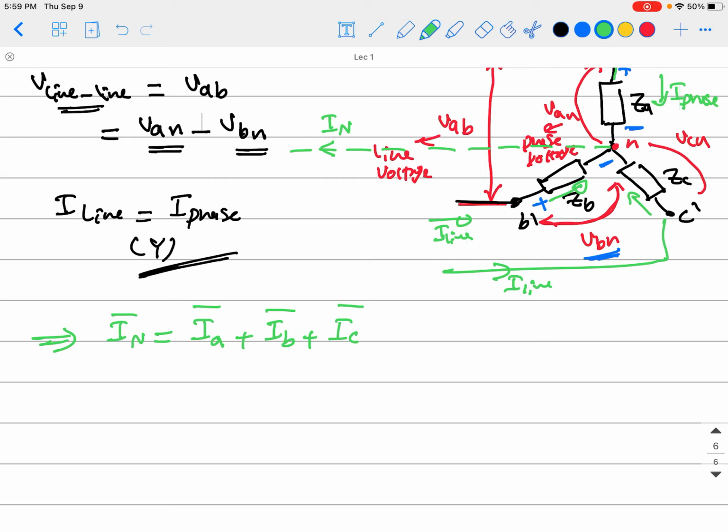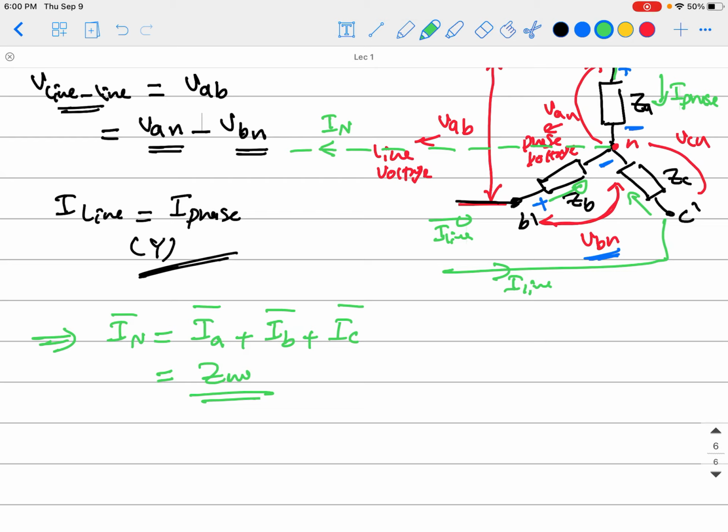This from mathematical or from everything, if you just get the values for this IA, which is I cosine omega ET, and IB, I cosine omega ET minus 2 pi over 3, and IC is I cosine omega ET plus 2 pi over 3, and just add them together, it will give you 0.